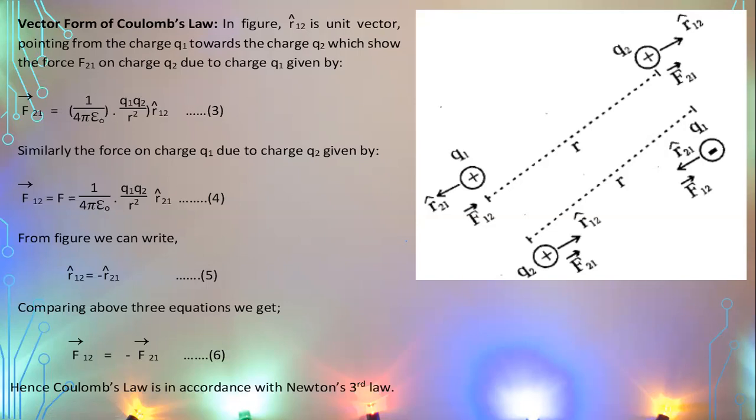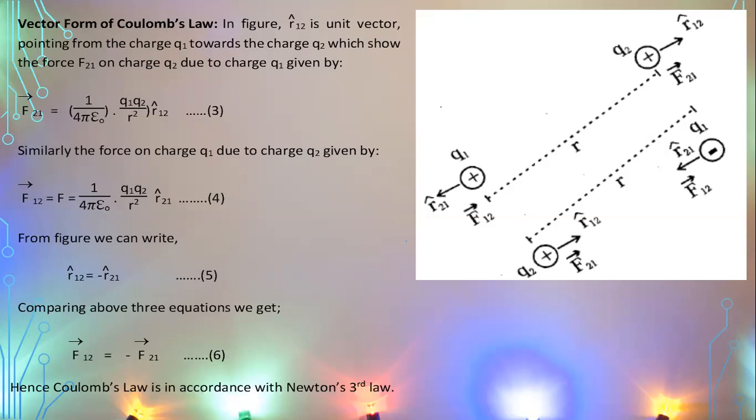If you look at equation 3, it clearly shows that F21 means that charge Q1 is applying a force on charge 2, and it is equal to 1 over 4 pi epsilon naught, Q1 Q2 divided by R square. And this R has a cap, which shows that R12 means the direction of this force is from charge 1 to 2.